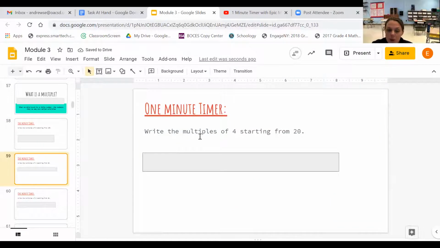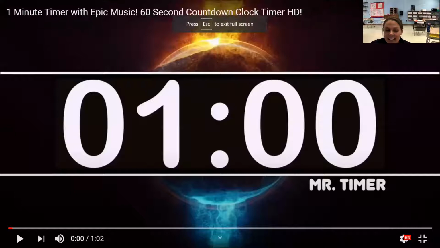This one says, write the multiples of 4 starting from 20. Why don't we just write the number 20 first, and then we're going to start counting by 4s. I'm going to give you a few hints: 20, 24, 28, 32, okay? On your mark. Get set. Go.